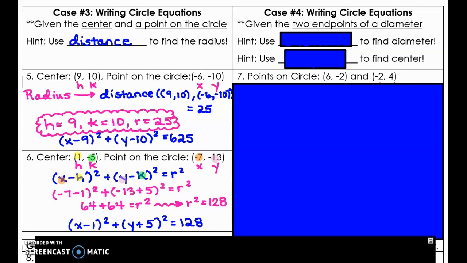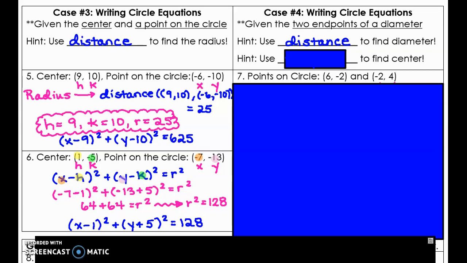So we are really missing those 3 key letters: our center, h, k, and the radius. But luckily, like the last 2 problems, we can find the radius by using the distance formula. You can either do that by hand or on Desmos like we did.